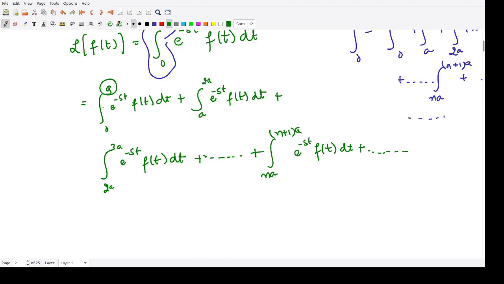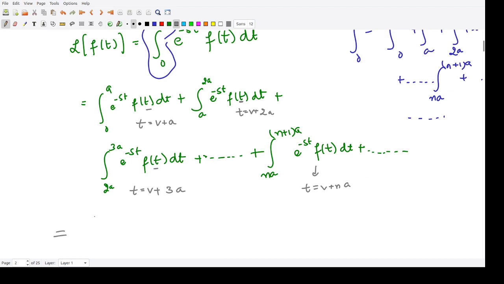Now we will substitute in place of t. In the second integral, t would be replaced with v plus a. In the third we will write t as v plus 2a. In the next we will write t as v plus 3a, and so on. Here we would write t as v plus na. So all these intervals would have different values substituted for t in order to solve this.